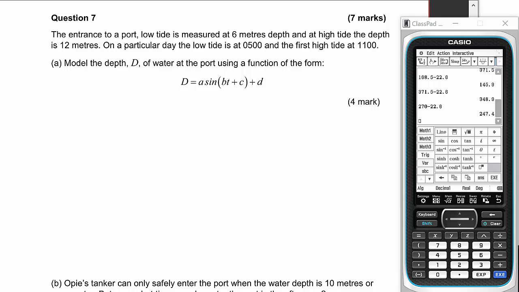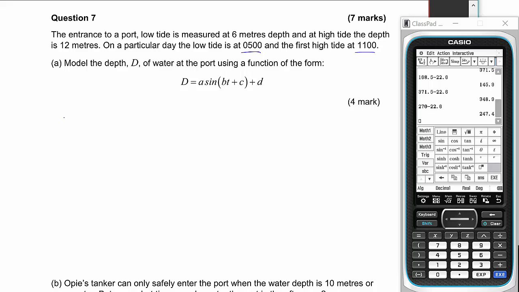The entrance to a port, low tide is measured at 6 meters depth, and at high tide the depth is 12 meters. On a particular day, the low tide is at 0500 and the first high tide at 1100. Model the depth d of the water at the port using a function of the form given here.